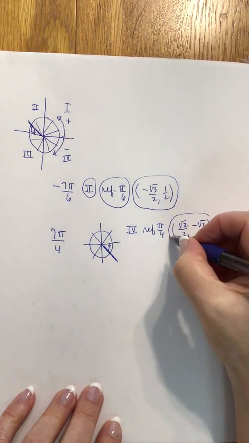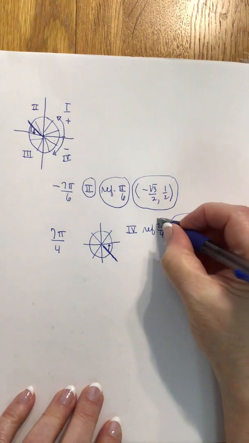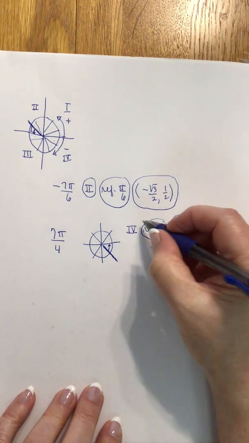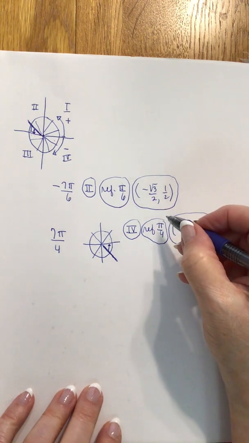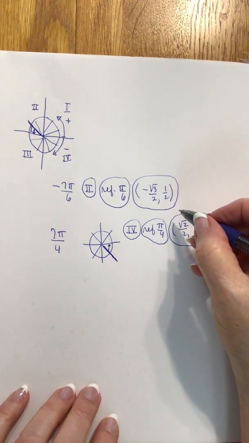So this is why it's important that you know the unit circle, because each of these things we're pulling off of the unit circle. So we're okay with that?